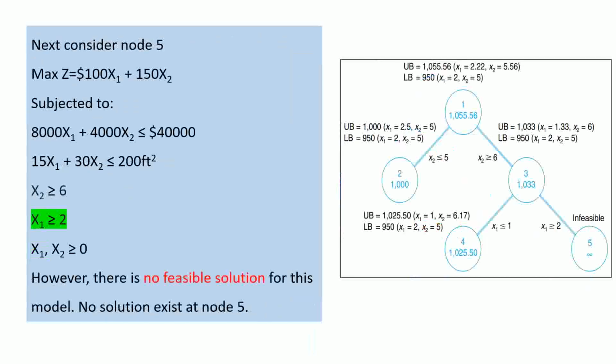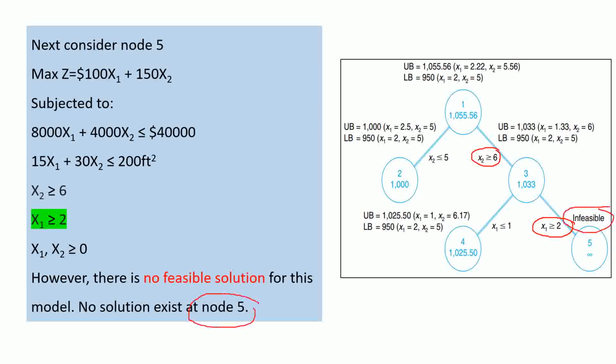When we iterate at node 5, we have to add x2 greater than or equal to 6, the first constraint, and x1 greater than or equal to 2. In this case, there is no feasible solution for this model. So no solution exists at node 5. It is just infeasible.